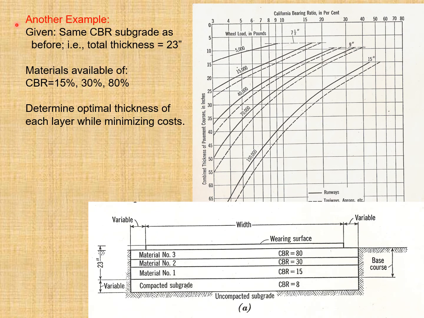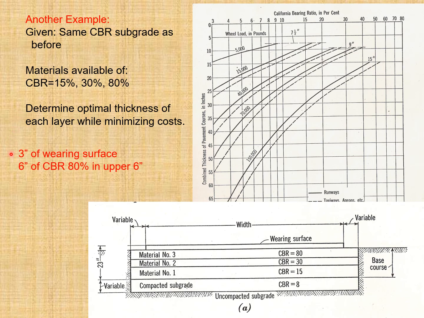Now look at another example. Given the same CBR subgrade as before, obviously the total thickness is equal to 23 inches. But here we have three materials available for the base: CBR 15%, CBR 30%, and CBR 80%. Determine the optimal thickness of each layer while minimizing costs. Obviously in this case 3 inches of wearing surface is required. The top 6 inches of the base will be material having CBR 80%. So you can say 6 inches of CBR 80% in the upper 6 inches.